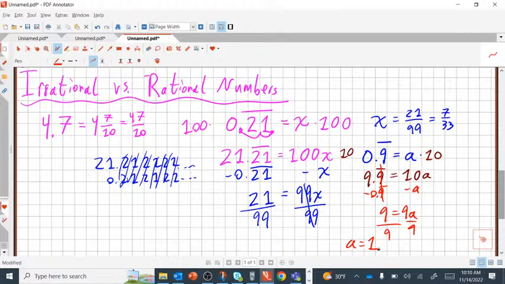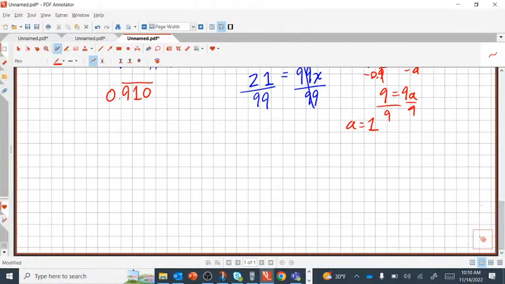Frankie? 0.910? No way. 0.910 repeating? No way. Anyway, we could run around in circles with this all day as well, but maybe at the end of the day we can come back.